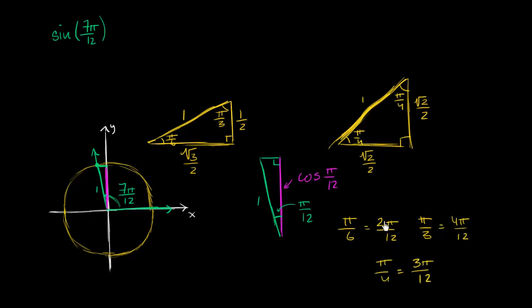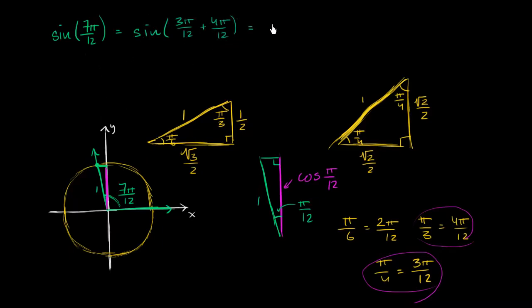So let's see, 2 plus 4 is not 7, 2 plus 3 is not 7, but 4 plus 3 is 7. So I could use this and this. 4 pi over 12 plus 3 pi over 12 is 7 pi over 12. So I could rewrite this as sine of 3 pi over 12 plus 4 pi over 12, which of course is the same thing as sine of pi over 4 plus pi over 3.